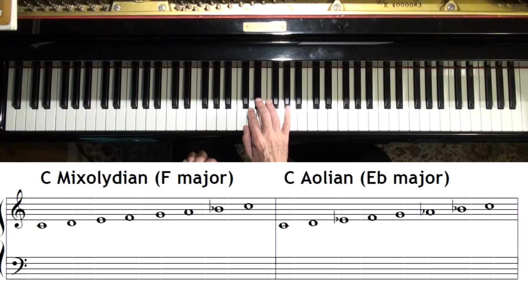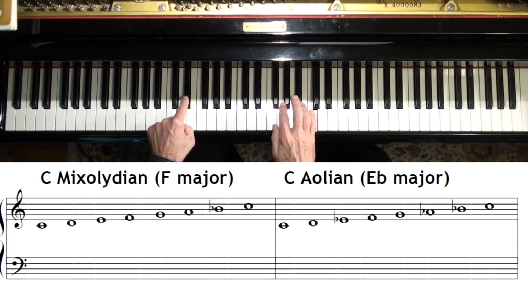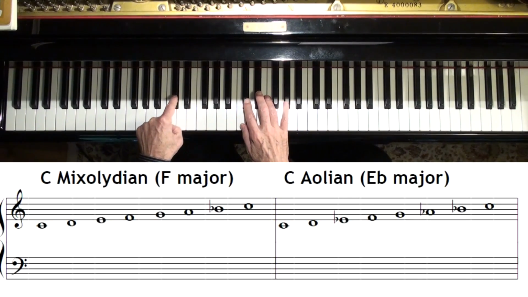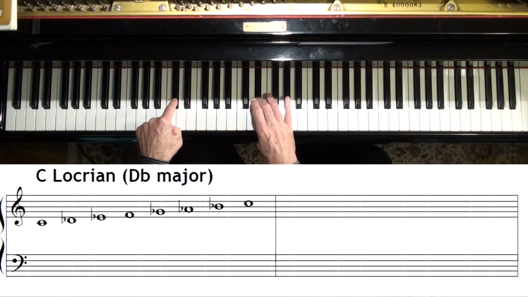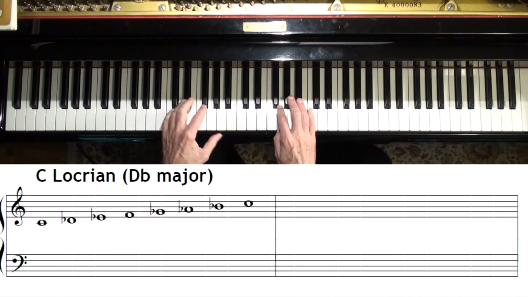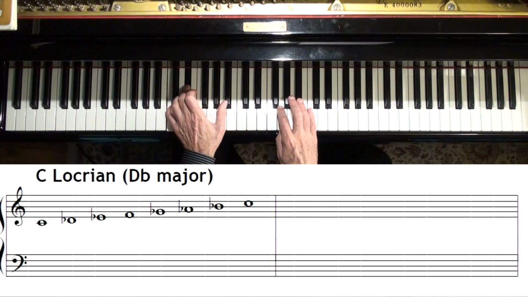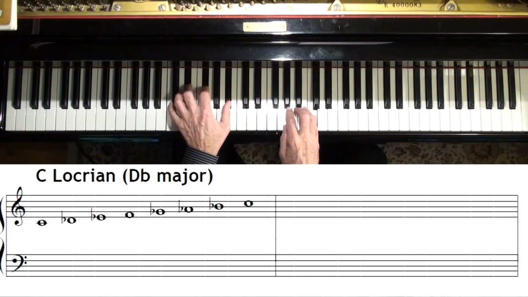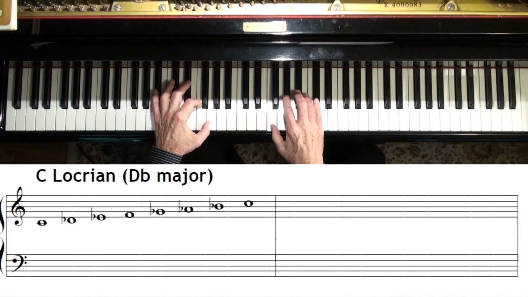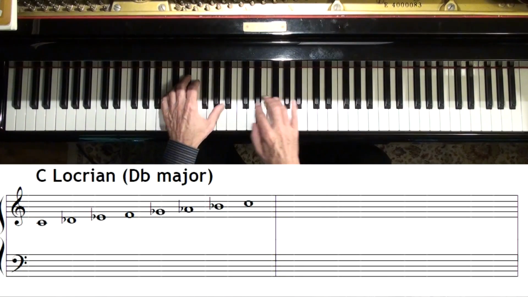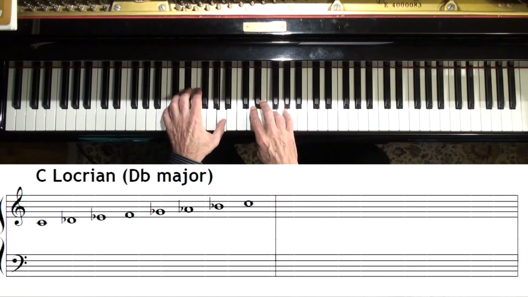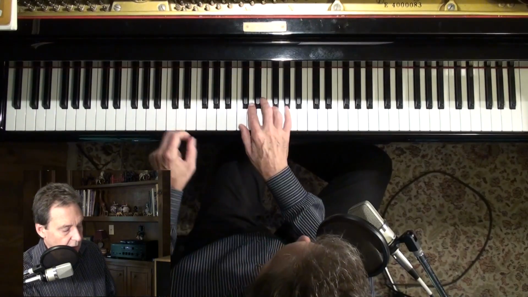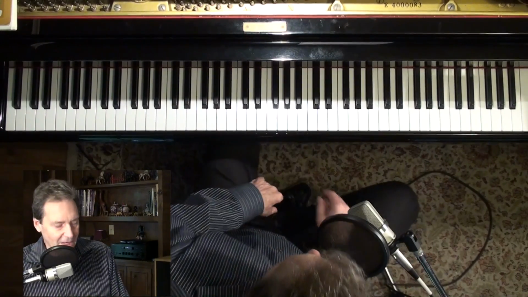Next one will be Aeolian. That comes from the E flat major scale. Locrian, which comes from the D flat major scale, typically used if you're using, say, a C minor 7 flat 5. All right, and then we're back to, that's all of them. So back to the Ionian.